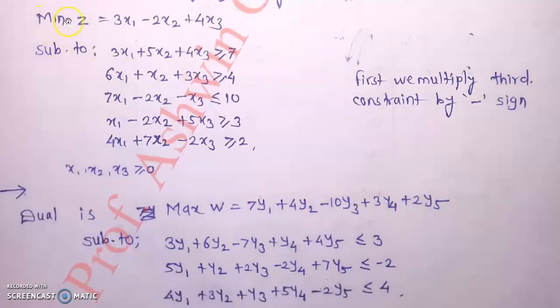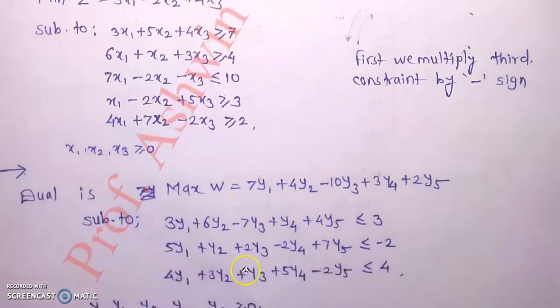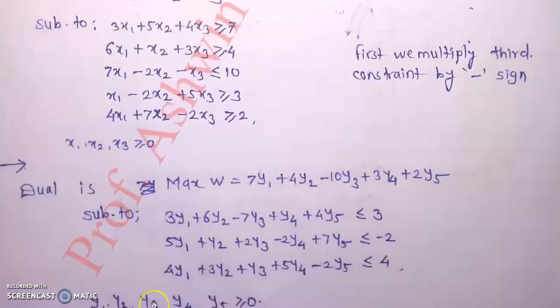After that, the minimization Z becomes the maximization W problem. One more thing, this coefficient matrix becomes its transpose. That's why 3, 5, 4, which was the first row, now becomes the first column, 3, 5, 4. Similarly 6, 1 and 3 is the second column. The third row was multiplied by minus sign, so the resultant row is minus 7, 2 and 1. So minus 7, 2 and 1 is now the third column. Then 1, minus 2, 5 is the fourth column, and 4, 7, minus 2 is the fifth column. This way, this is the resultant dual of the given primal. All these variables y1, y2, y3, y4, y5 are non-negative.